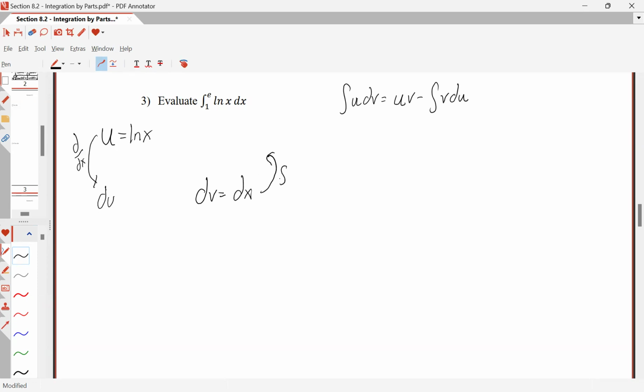So when we integrate, we'll get v equals x. And taking the derivative of u, we get 1 over x dx. Filling in our formula, the integral from 1 to e of the natural log of x dx is equal to u times v minus the integral of v times du.